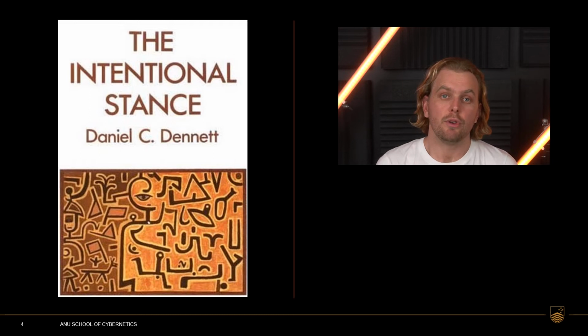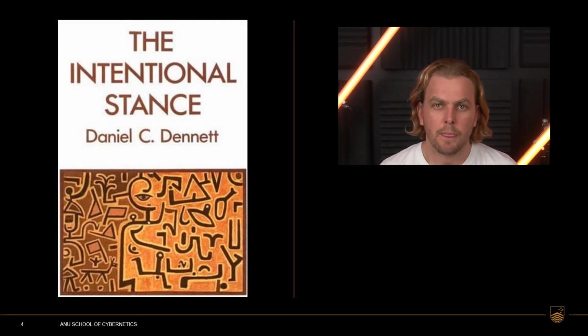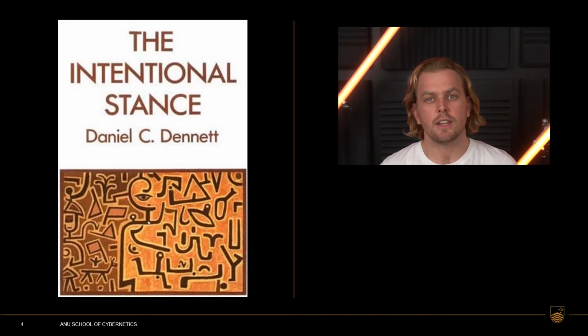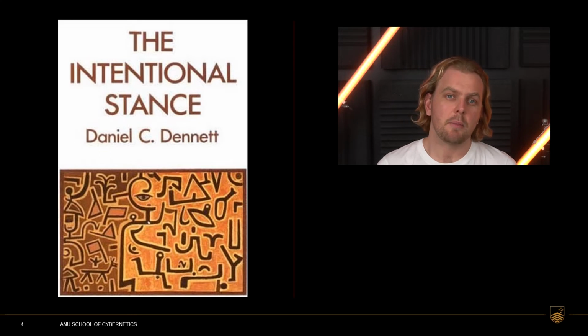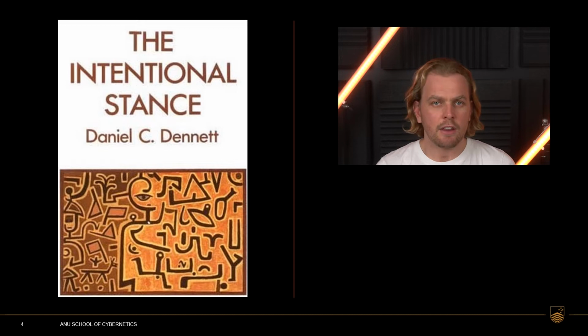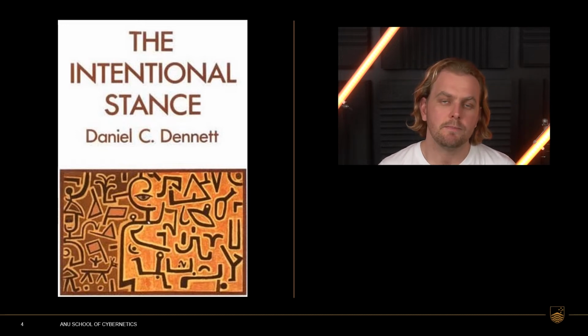So, a brief overview of the intentional stance. Daniel Dennett described the intentional stance in his book of the same name. In essence, Dennett argues that when we predict or explain the behavior of another entity, which could be a human, an animal, an artifact, really any object or system, we view that entity at varying levels of abstraction.